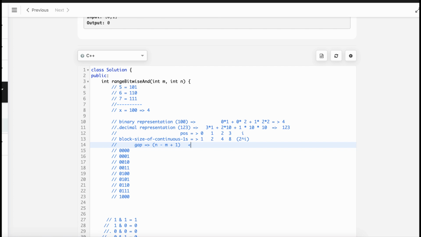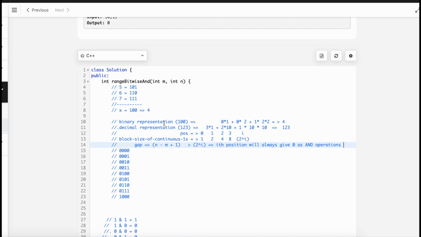And if the gap is greater than 2 to the power i, then the ith position will always give 0 as the AND operation result. So the ith position will always give 0.